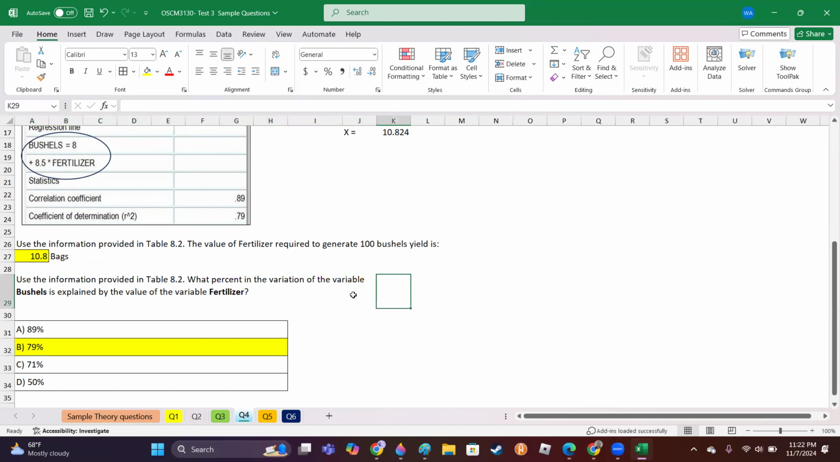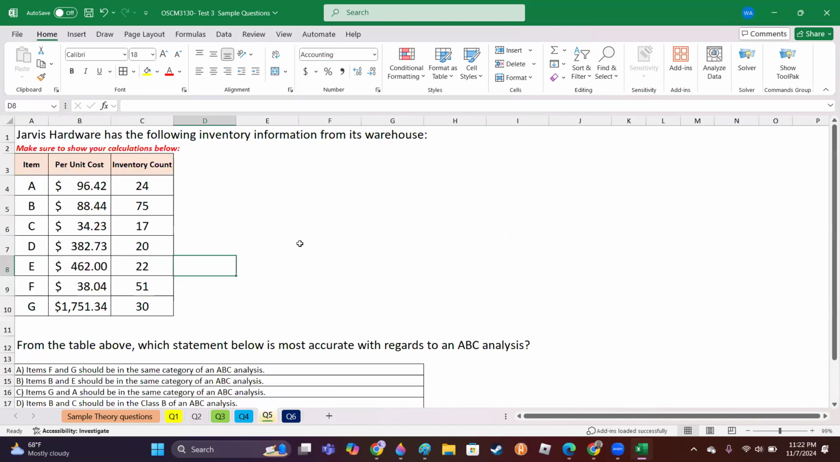Okay. All right, so for this type of question, just make sure you understand this output here, because it could come in many different variations. All right. Question 5. Question 5 is one about ABC analysis. And this question says, Jarvis Hardware has the following inventory information for its warehouse. From the table above, which statement below is most accurate with regards to an ABC analysis?